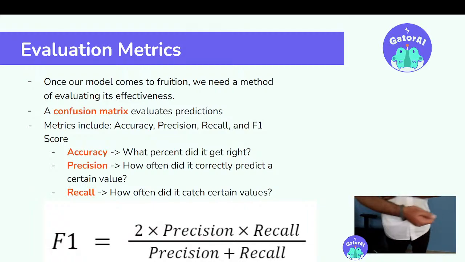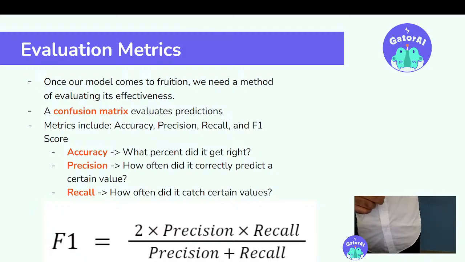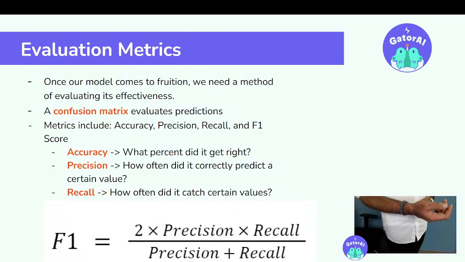So these are really important because let's say you had a medical illness, for example. You can't just say that you have cancer and then have it not be true, because that's detrimental. So that's where your confusion matrix comes into play. We have other evaluation metrics as well, such as accuracy. Accuracy refers to what percentage of our predictions were actually right.